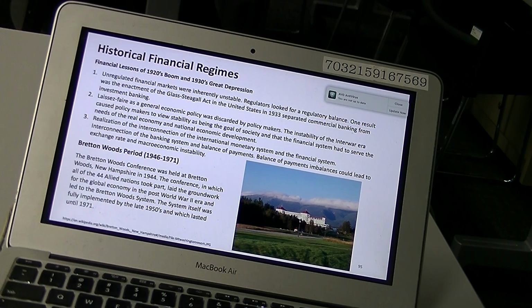Bretton Woods, and we are still recording. I can see that now. We're still recording, so this is all getting captured. At least the voice here is going to be the most important part of this.